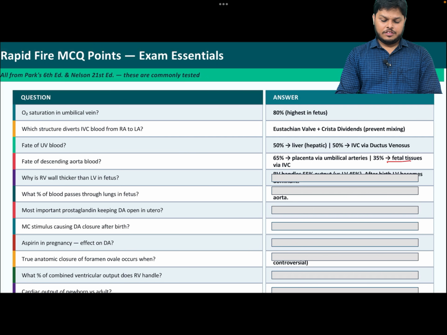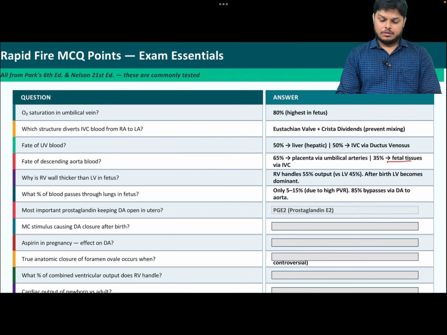Why is the RV wall thicker than LV? You understood the 55-45 concept? 55% of the output versus 45%. So after birth, LV becomes dominant. What percent of blood passes through the lungs in fetus? Remember, 5 to 15%. Most important prostaglandin keeping the ductus arteriosus open in utero? Remember, PGE2.